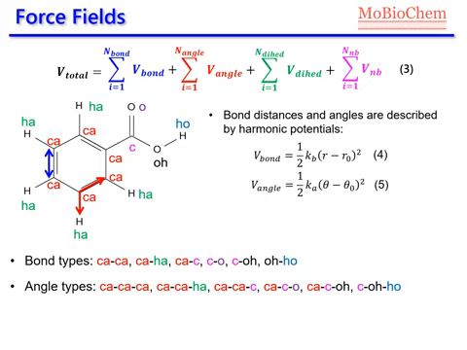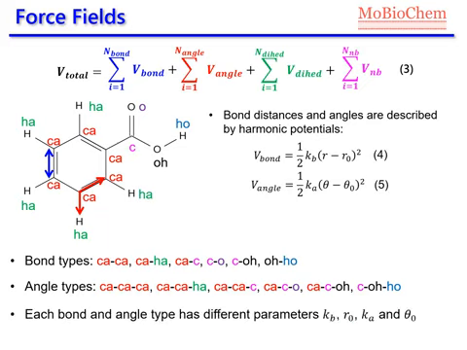So we classify our bonds and our angles in bond types and angle types, and then each of these types will have different parameters. So for example, for the bonds, each bond type will have a different force constant here, a different Kb, and also a different equilibrium distance here. And the same for the angles. So each angle type will have a different force constant here and a different equilibrium value for the angle.